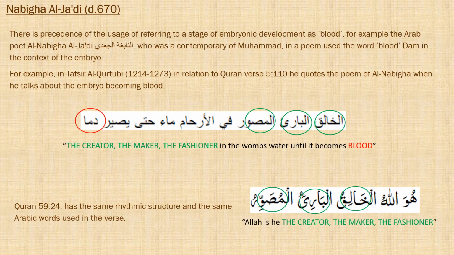Amongst ancient Arabs, there was a precedence of the usage of referring to a stage of embryonic development as blood. For example, the Arab poet Al-Nabigha al-Ja'di, who was a contemporary of Muhammad, used the expression in his poetry. For example, in Tafsir al-Qurtubi, in relation to Quran verse 51:10, he quotes the poem of Al-Nabigha when he talks about the embryo becoming blood.